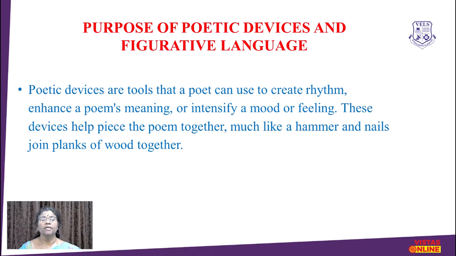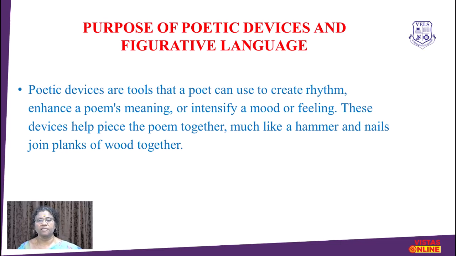Let's see what the purpose is. Why do we have to use it? Do we have to use it at all? Poetic devices are tools that a poet can use to create rhythm, to enhance a poem's meaning or to intensify the mood or feeling. These devices help put the poem together, much like a hammer and nails join planks of wood together. It's actually adding extra essence to what is already existing, so as to make it more effective. That's probably the best way to explain.